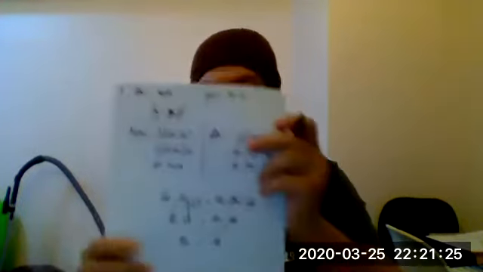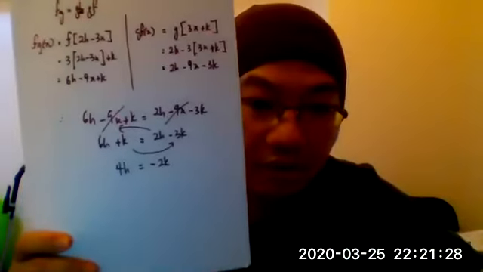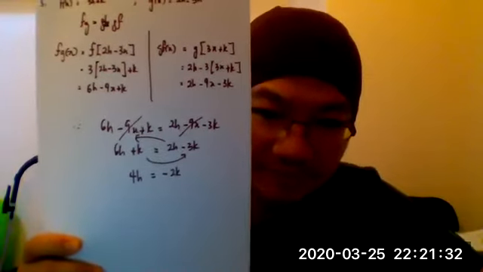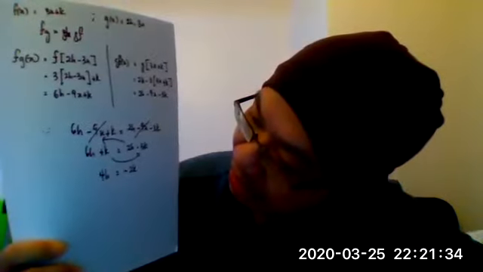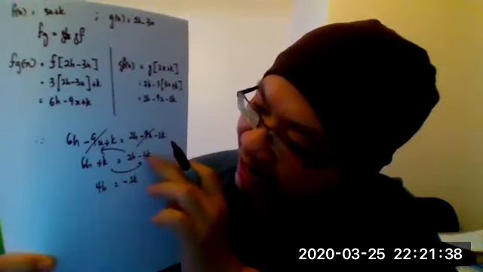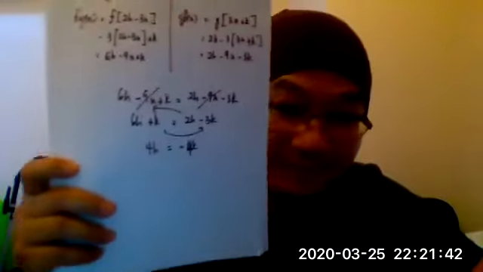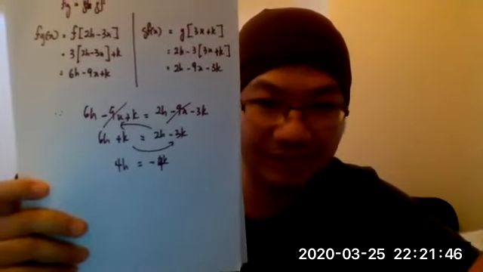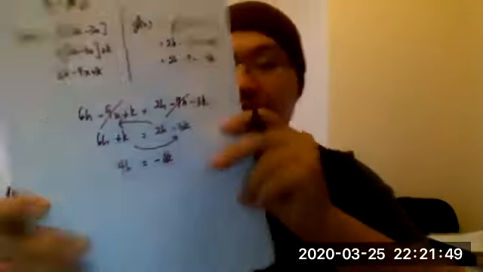4H equals to negative 4K. Betul ke? Salah. This is for K. Move it here negative, so equals to negative 4K. Negative 4K, right? So for H equals to negative 4K. That means H equals to what?